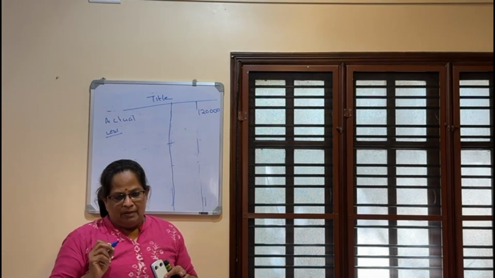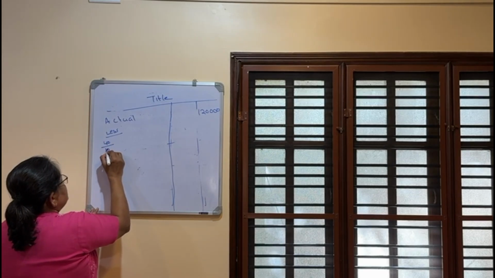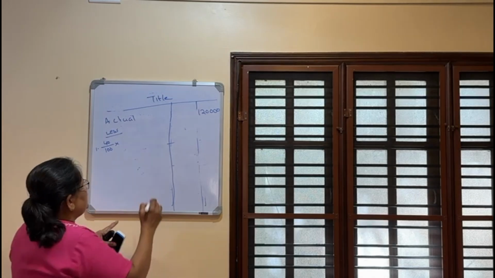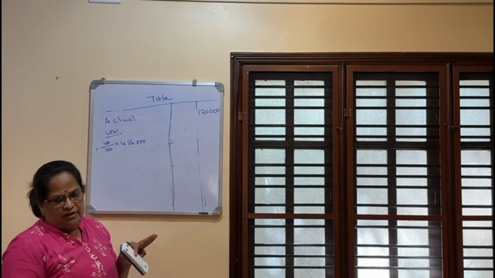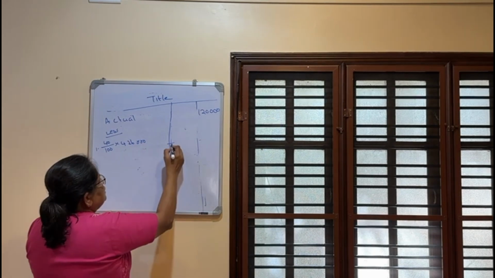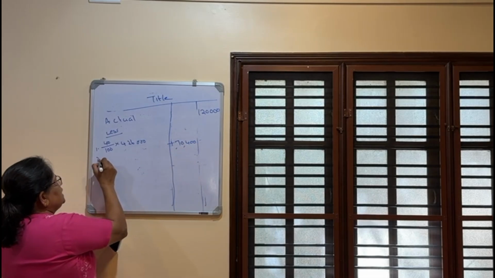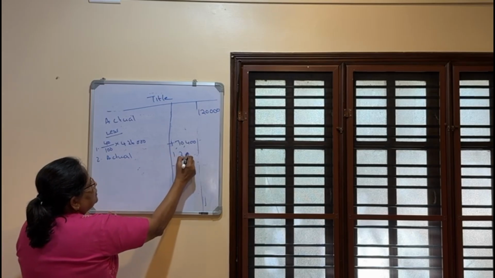So he is working in Bangalore, that means a non-metro city, 40%. 40 by 100 into the salary we calculated, 4,26,000. So 40% of this is 1,70,400. Second is the actual value received. Actual is 1,20,000.